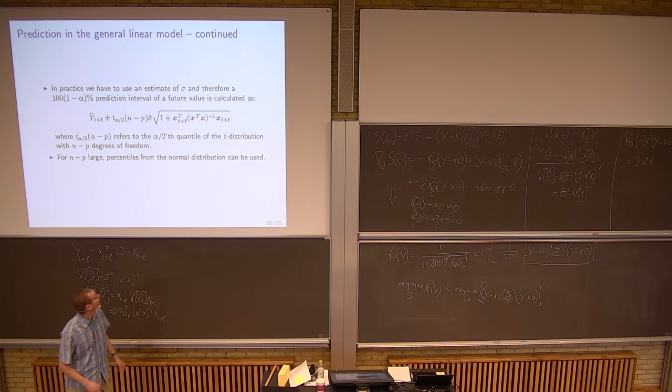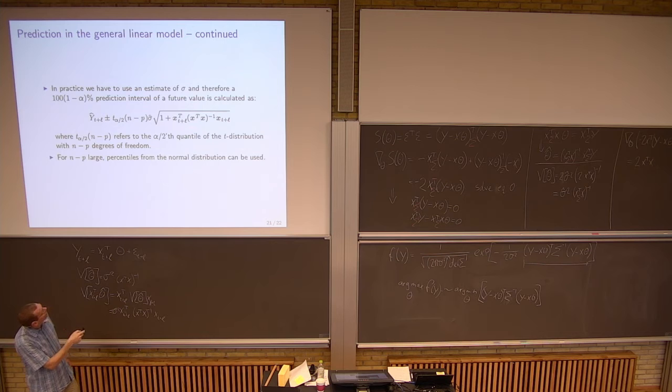So you take the quantile, and then of course you start with the predicted value. You take the quantile, multiply it by the standard error, and then this scaling factor here. That is, how uncertain is it?